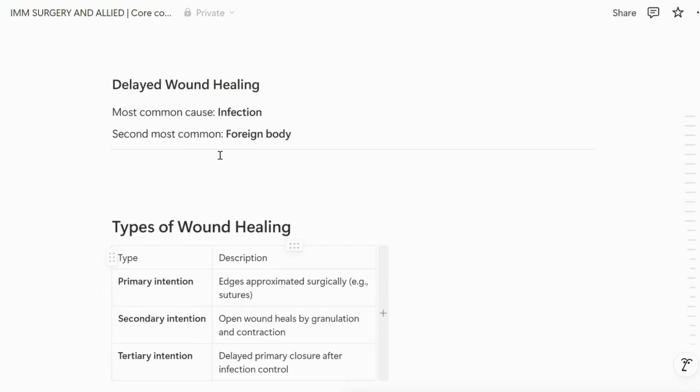Now in order to understand or tackle the MCQs, what could be asked? They can ask you which factor is most likely to cause delayed wound healing. So if you can find infection, then it is the best option to choose. However, sometimes the infection option is not present. Then the second best option to choose would be foreign body.